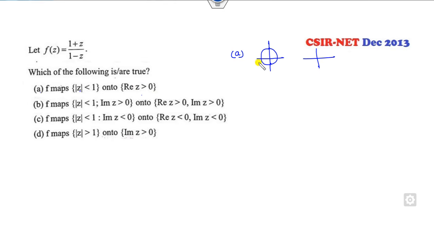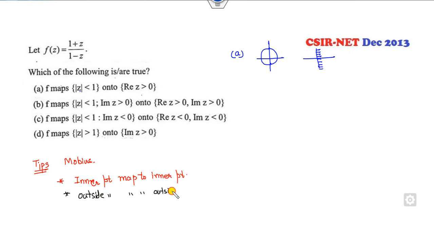Real of Z is X, which is positive. So that is my region here. Always remember, whenever you have the Mobius transformation, if you take an inner point, it always maps to an inner point. Second point is, if you take an outside point, then it always maps to an outside point. And third is, if you take a boundary point, then it maps to a boundary point.